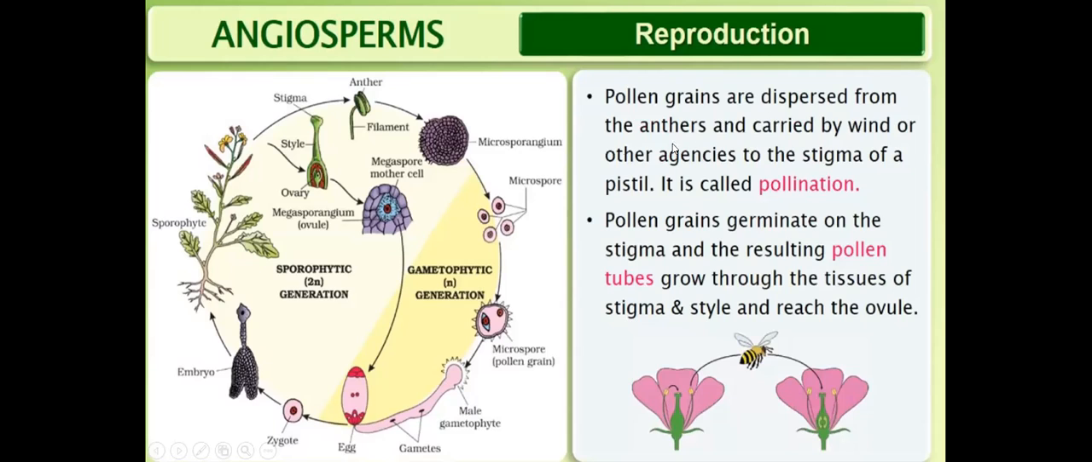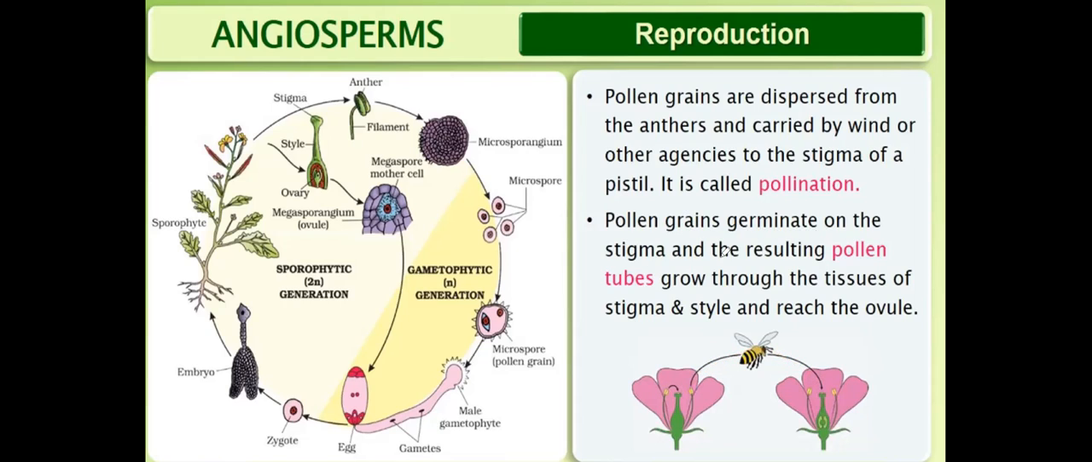Pollen grains are dispersed from the anther and carried by wind or other agency to the stigma of the pistil. It is called what? Pollination. Here this is a pollen grain. With the help of air, water, insects, they will reach the stigma of the pistil. It is called pollination. So this is one flower. It may reach by self-pollination or by cross-pollination.